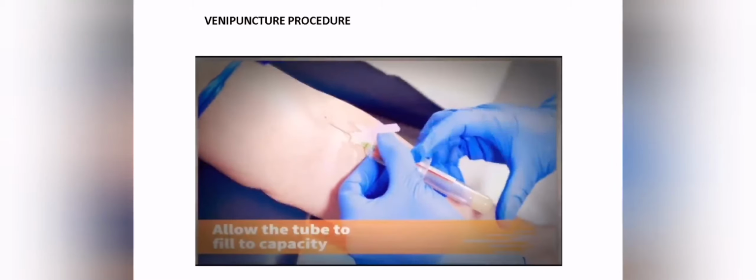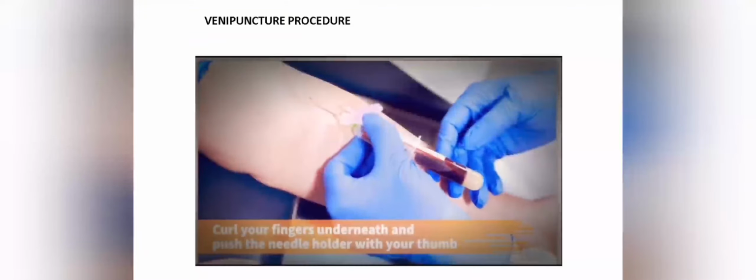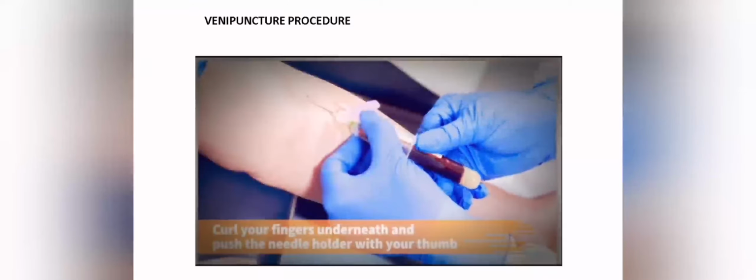Allow the tube to fill to capacity. Curl the finger underneath and push the needle holder with the thumb. Do not move the needle while removing the tube. Immediately invert the tube to mix the blood and additive.